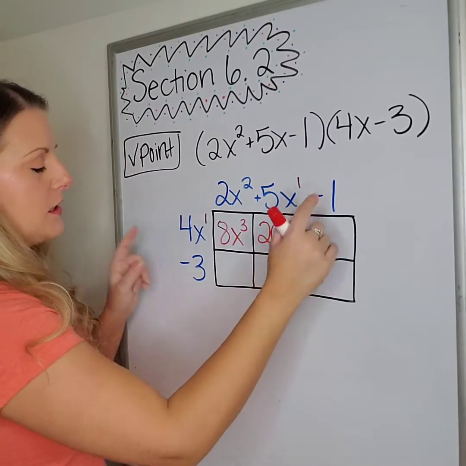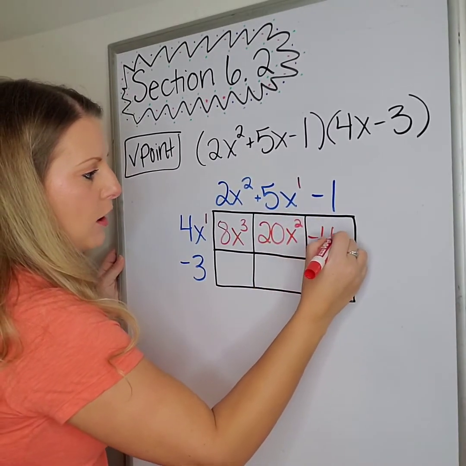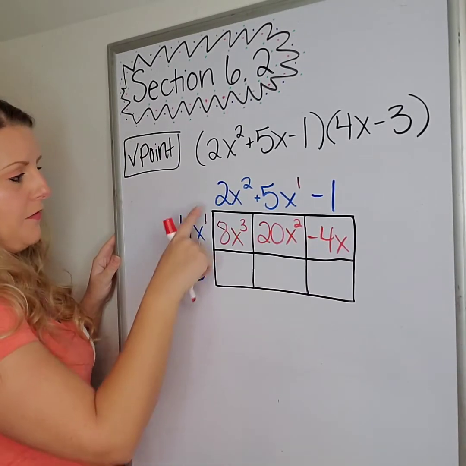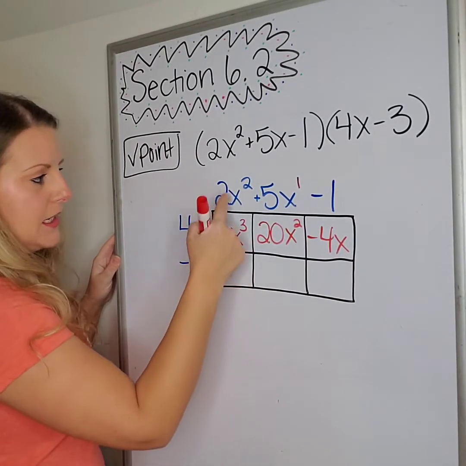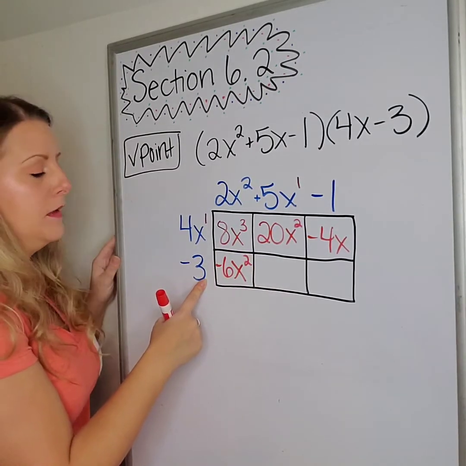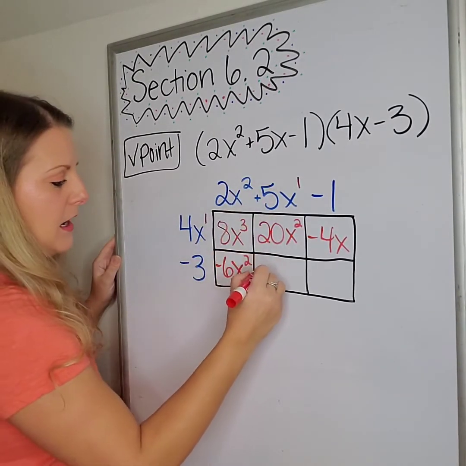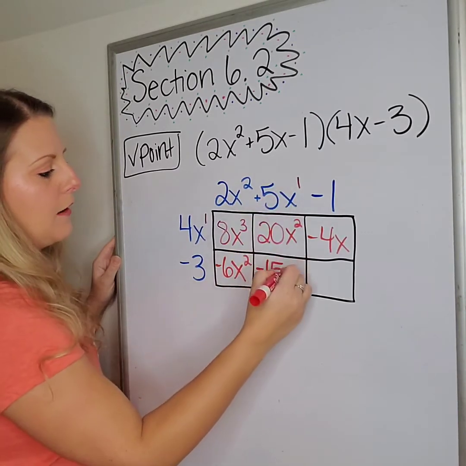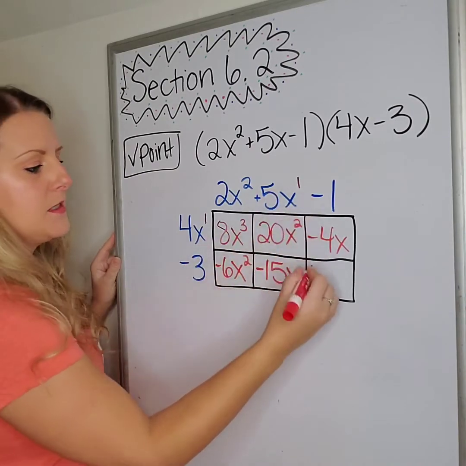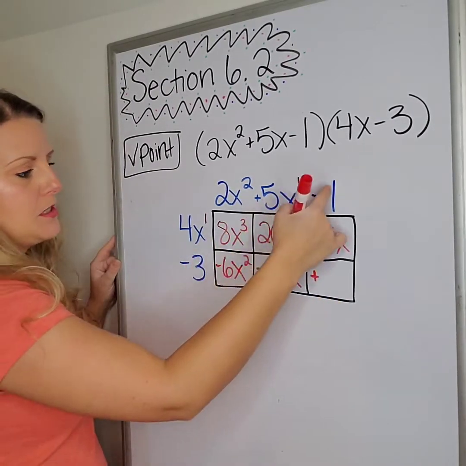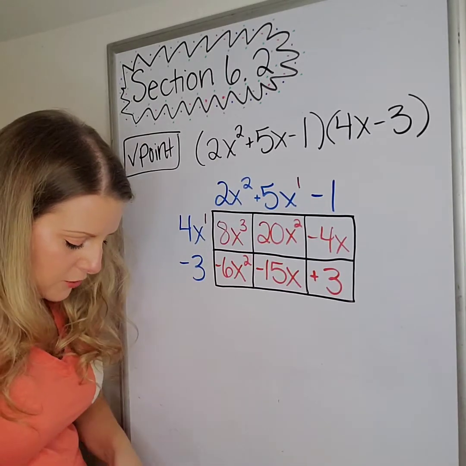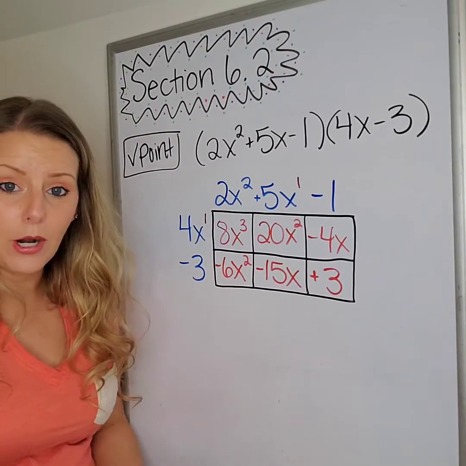Okay? 4 times negative 1 is negative 4. Keep the x. Fill in the second row. Negative 3 times 2 is negative 6, and just drop down that x squared since there's nothing over here to add to it. Negative 3 times 5 is negative 15. Drop down the x. We don't need the little 1 anymore. And a negative times a negative is going to be a positive. 3 times 1 is 3. And again, look at your diagonals because chances are they are probably buddies.